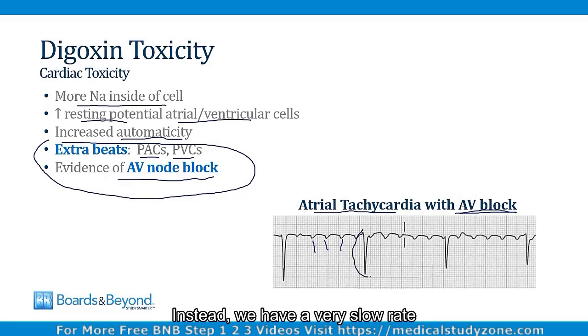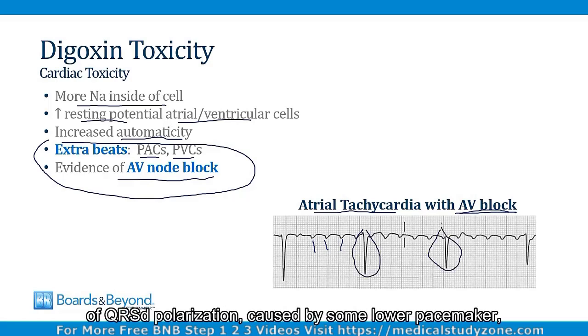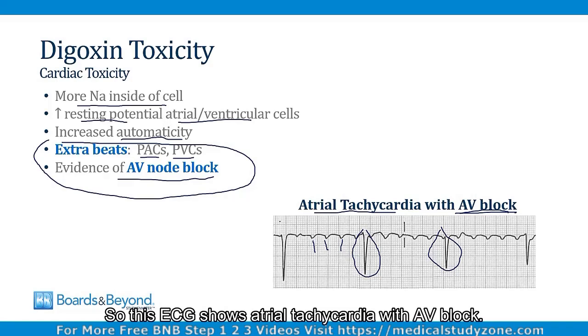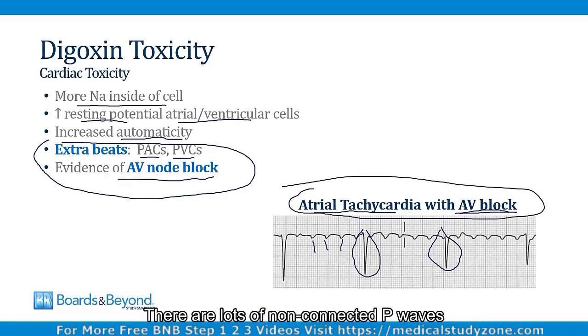Instead, we have a very slow rate of QRS depolarization caused by some lower pacemaker below the AV node generating the QRS complexes. So this ECG shows atrial tachycardia with AV block. There are lots of non-conducted P waves and a very slow rate of QRS generation. This is a classic dig toxic arrhythmia.